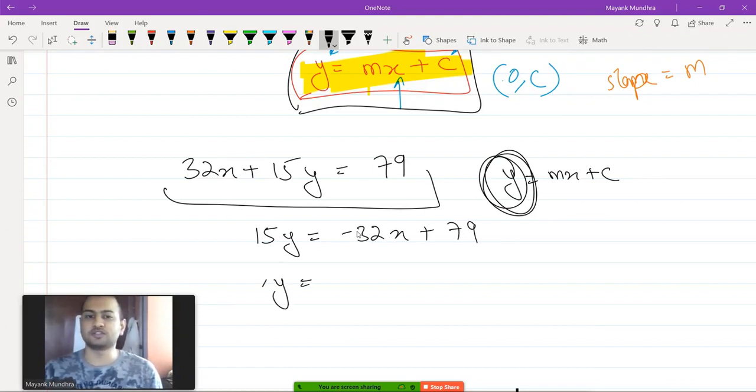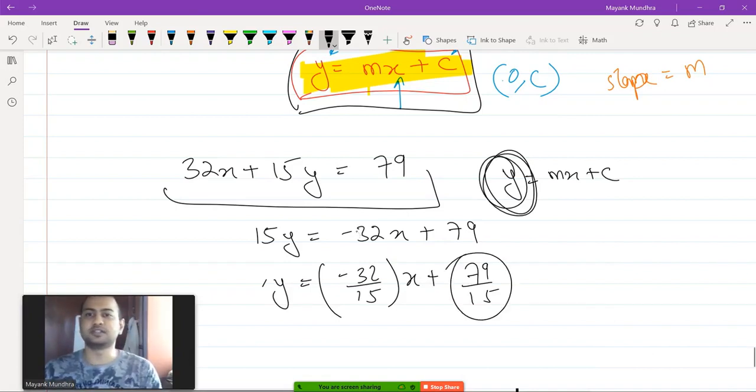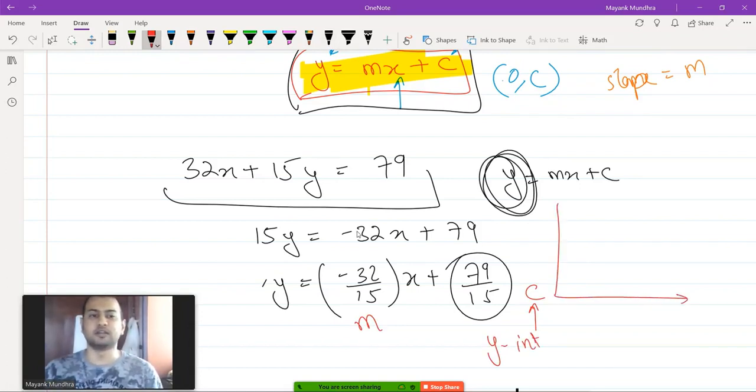So y equals minus 32 by 15 x plus 79 by 15. Okay, so this is your m value and this is your c value. So the slope is minus 32 by 15, and c is what we call the y-intercept. So the y-intercept is 79 by 15. So this is your point, let's say 79 by 15.